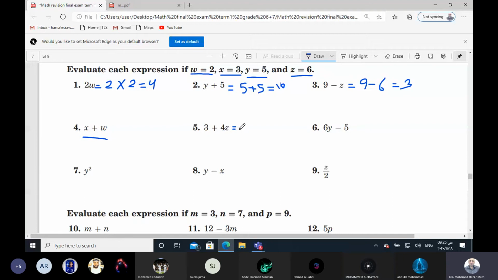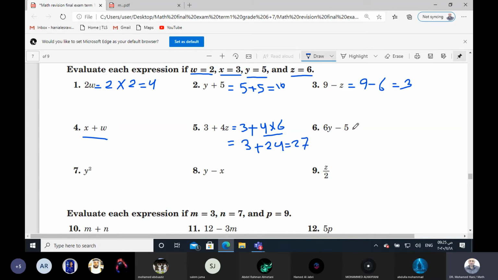And here the same idea. Here we have 3 plus 4z. What is the meaning of 4z? 4 times the value of z, which is 6, so 4 times 6. By the order of operations, multiplication comes first, so we can write here 3 plus 24. 3 plus 24 will be 27.